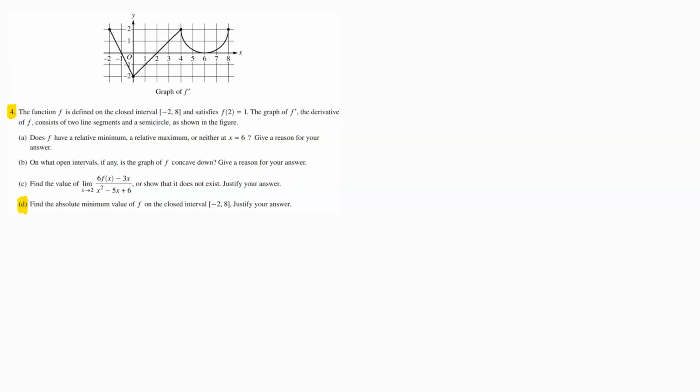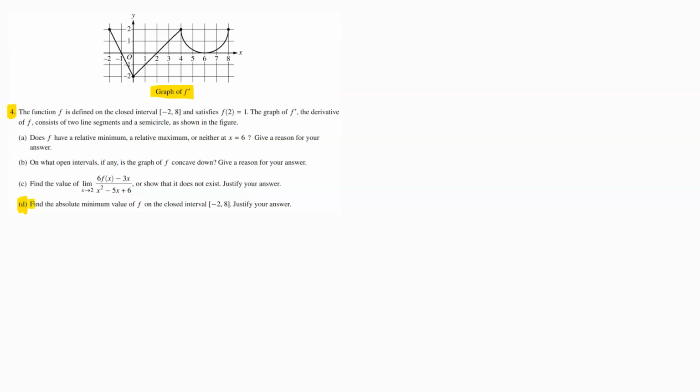The first thing that I do on any AP Calc problem when I've got a graph is I want to make sure I double reinforce what this is the graph of. So we're looking at the graph of f prime up above here. We're looking at the graph of the derivative. Now that I know that, I go diving into D to see what D wants to find out.